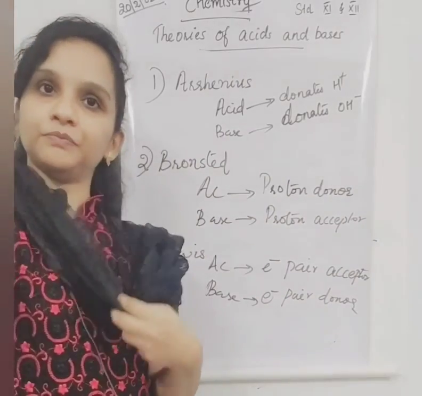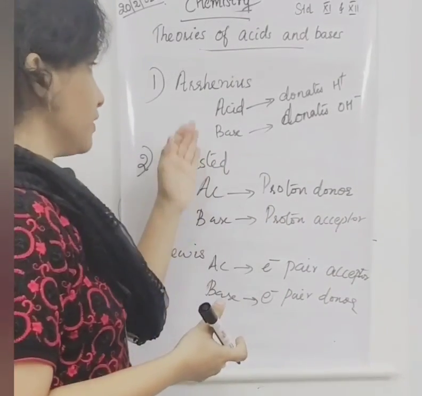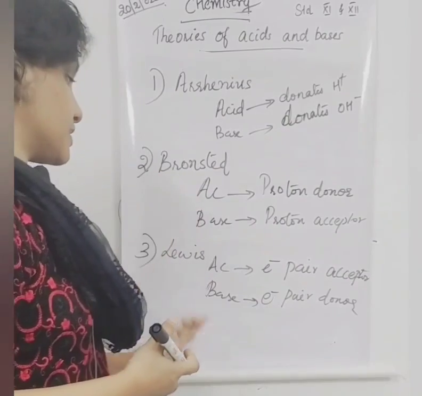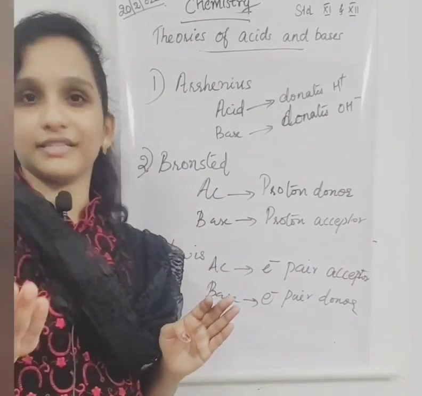Okay, is it clear? So these are the 3 theories you have to study: Arrhenius theory, Bronsted concept, and Lewis concept. There are certain examples also.